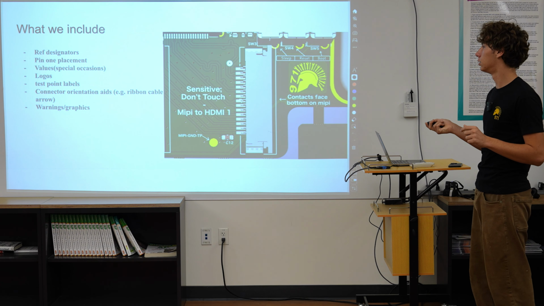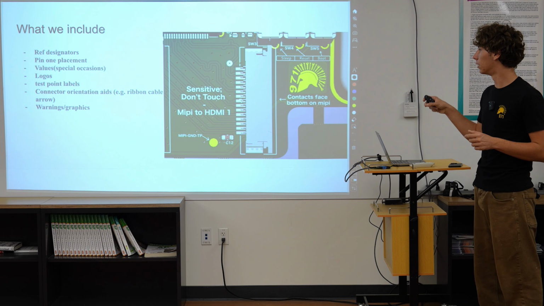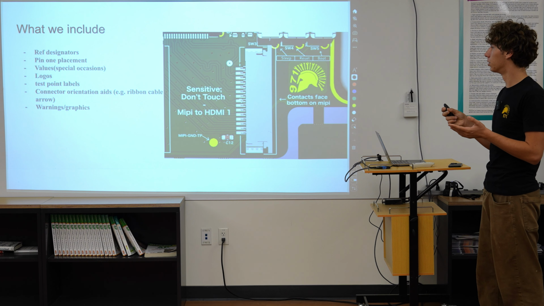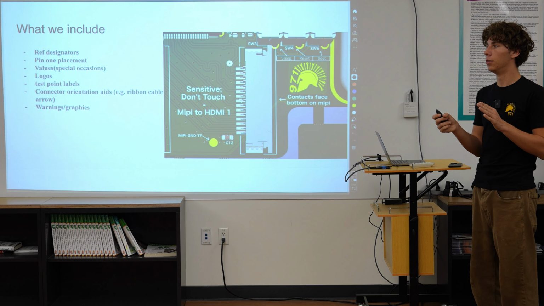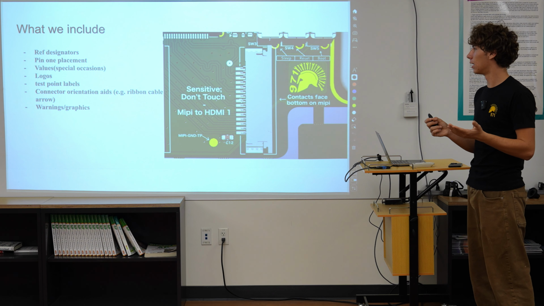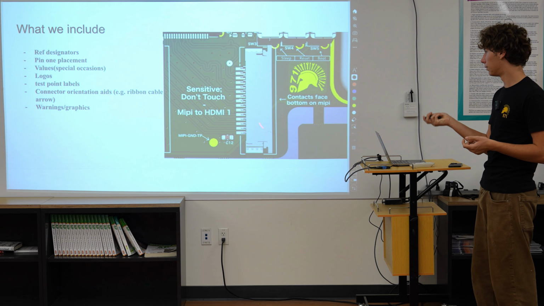Connector correction aids, like contact face bottom on the MIPI. So when you're plugging this in, what you're going to have is the metal part on one side, and then the rest of it is just going to be the ribbon cable outer material. So if you want to know which side it goes in, stuff like this is helpful.